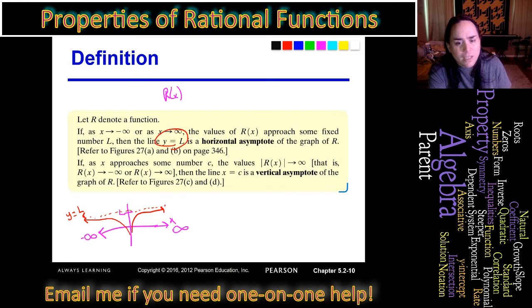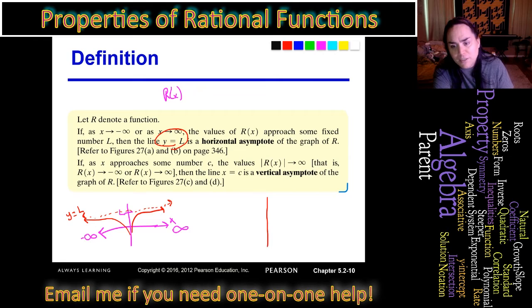That horizontal dotted line is what we call the limit of the graph. It's the vertical limit. It never quite reaches it. And that L stands for the word limit. If as x approaches some number c, the values of the absolute value of the function approach negative infinity or infinity, then x equals c is a vertical asymptote.